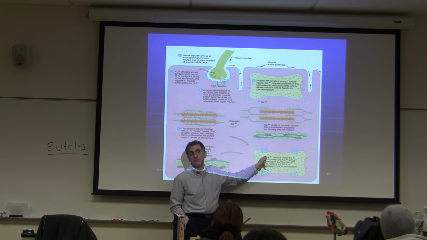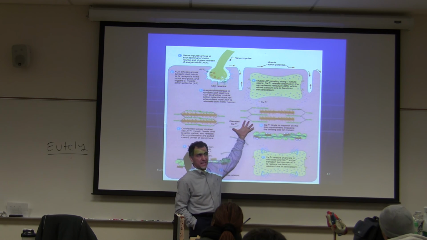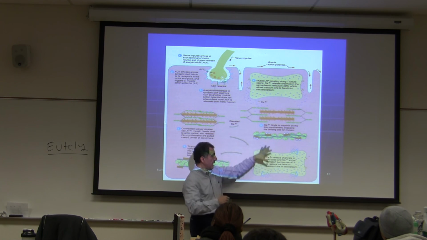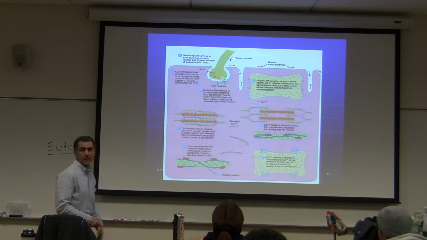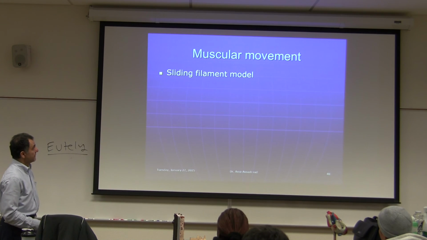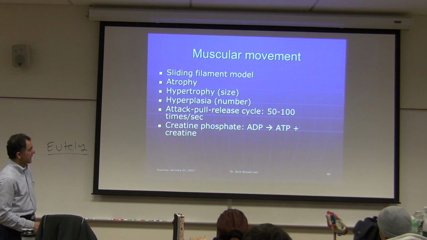And you need ATP for that as well. So the excess calcium causes muscle contraction, and at the end of the muscle contraction it has to go back to the sarcoplasmic reticulum. Sliding filament, I think with atrophy, we talked about it. Hyperplasia, hypertrophy, ATP for release.